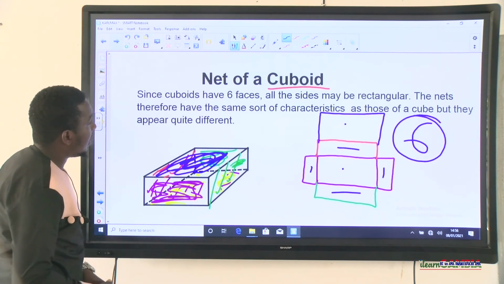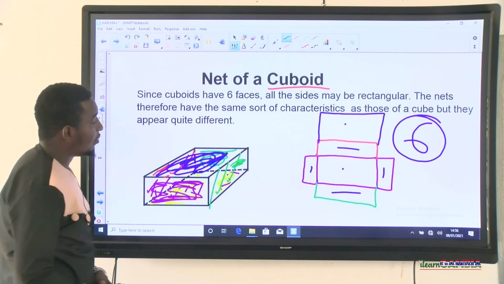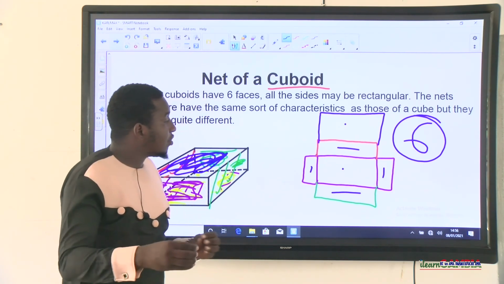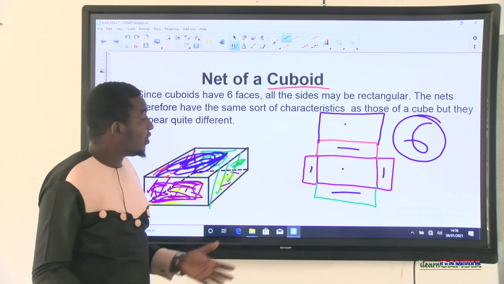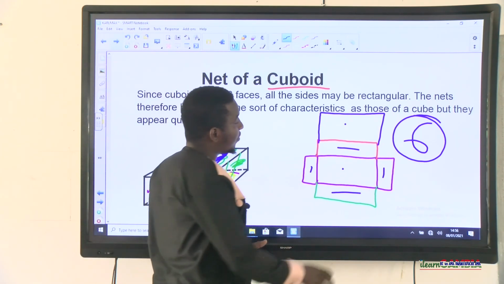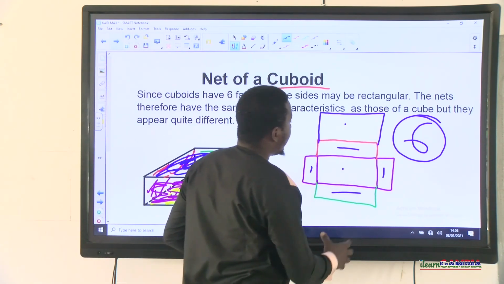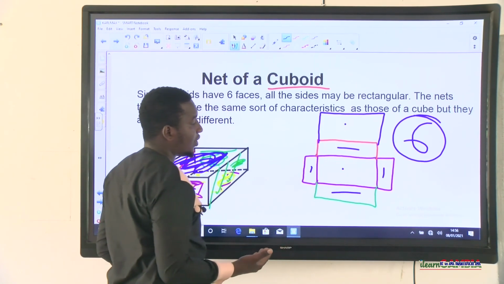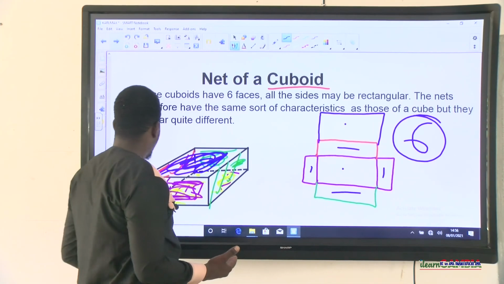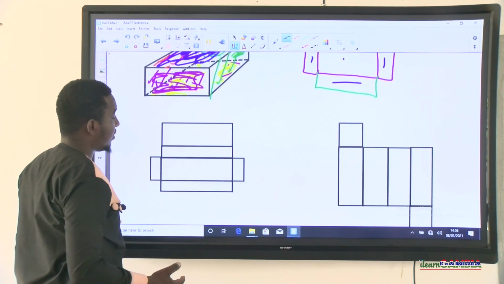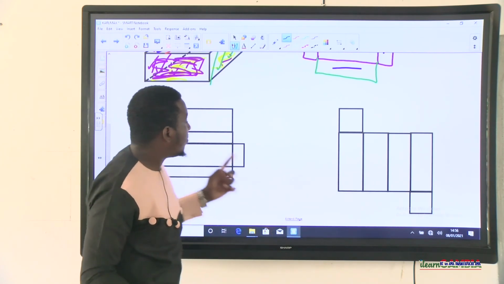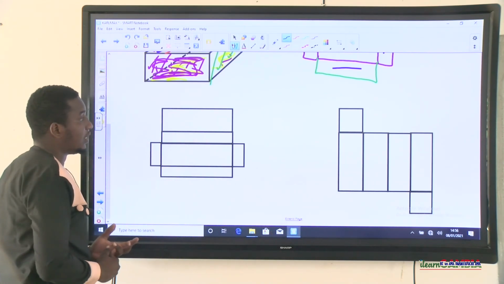When we move to cuboids, we said cuboids, they have how many faces? They have 6 faces, and the corresponding faces are equal. So if you have a cutout that has 6 faces and the corresponding faces are equal, and then you put it in such a way that it will be in this manner, you can have this in different ways. These are all simple ways that you can use to form the net of a cuboid.